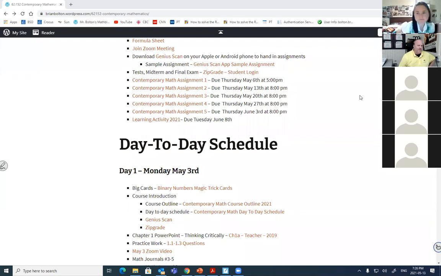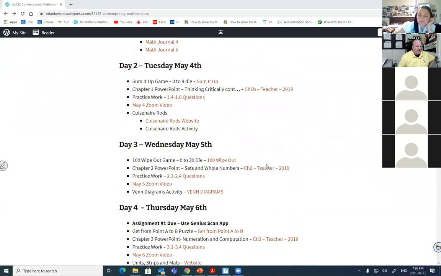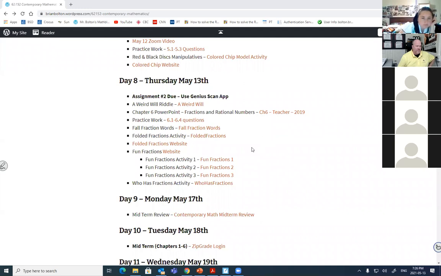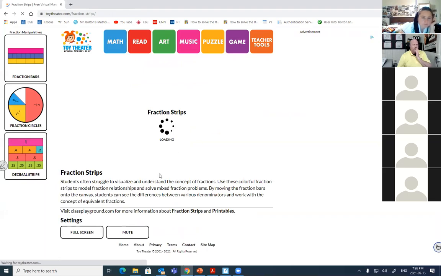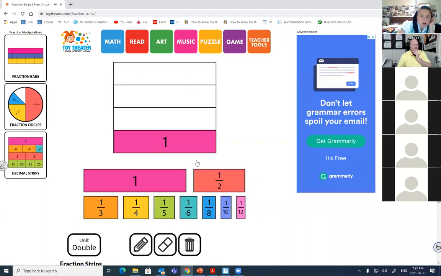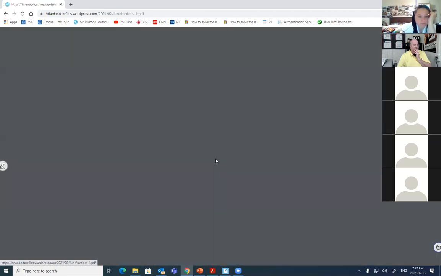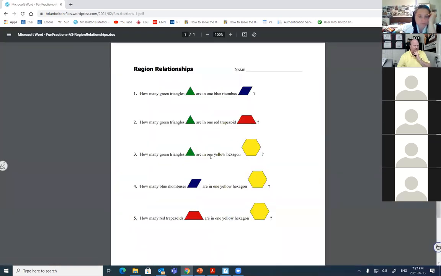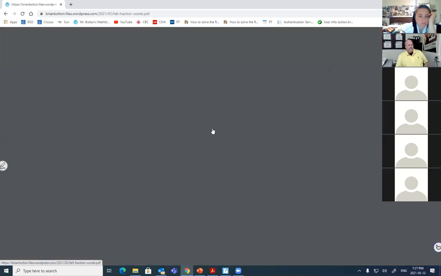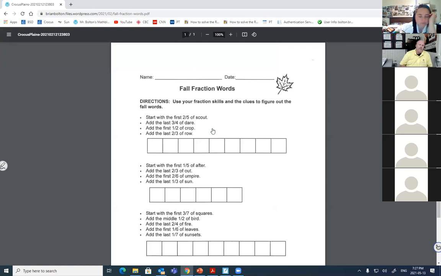Okay. So the one activity, if you look at what I've done for day 8 here, there's a bunch of stuff you can look at. Take a bit of time and look at this stuff. It's the Folded Fractions website, which is useful for figuring out fraction strips. Really useful stuff. There is tons of stuff on this toy theater. It's a free website. There's a lot of stuff here. Fun fractions, and if you have these shapes, you can talk about fractions this way. But the one I want to cover is fraction words. And this is a neat activity to do this.